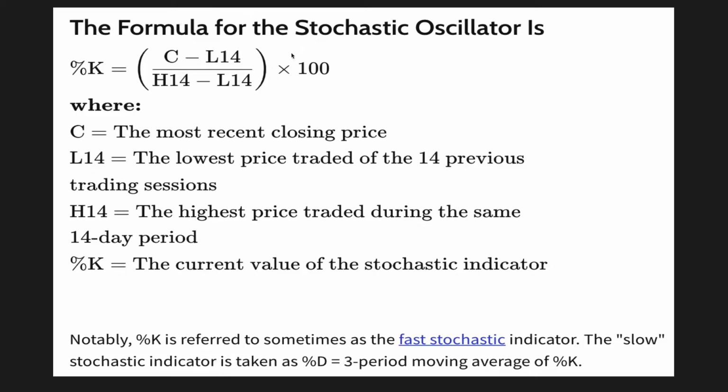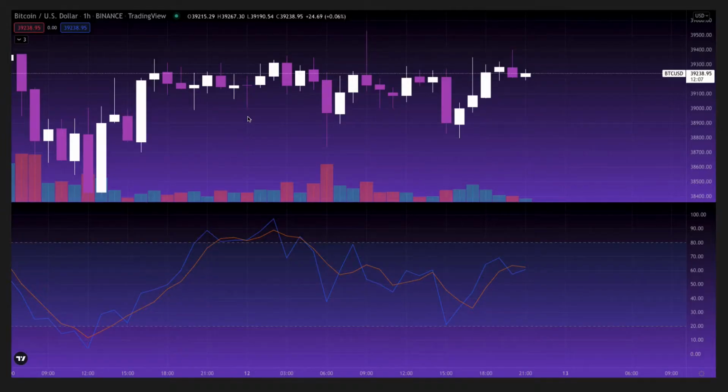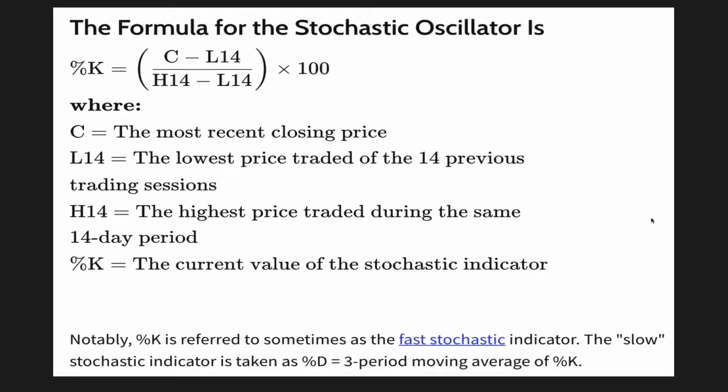So the formula of the stochastic oscillator is you're going to take the closing price of the last candle, and you're going to subtract the lowest price traded in the past 14 candles, or time periods that you're calculating for. Then you're going to divide that by the highest price traded in the past 14 candles minus the lowest price traded in the past 14 candles. That's going to give you a decimal like 0.3, 0.7, and then you're going to multiply that by 100 to get a value between, again, 0 and 100. All right, simple to understand.